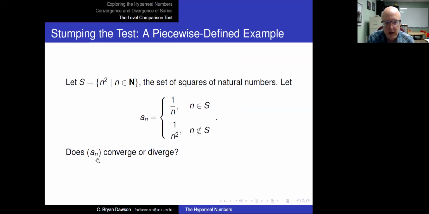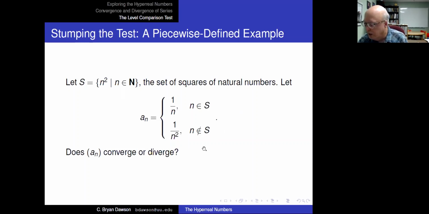So that should be the sum of the a sub n's. If you define your series where on your square terms, you've got your 1 over n. On your non-square terms, you've got 1 over n squared.